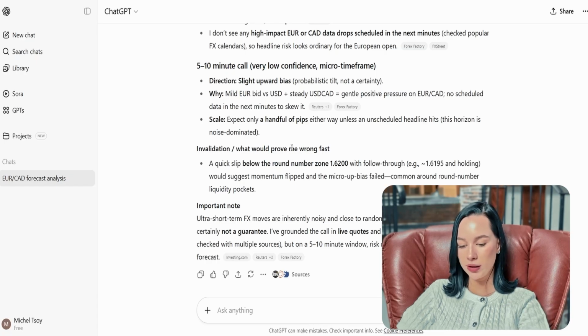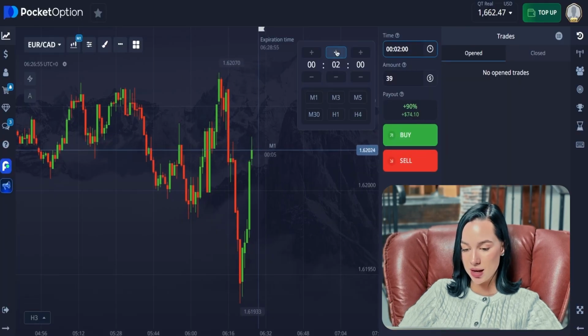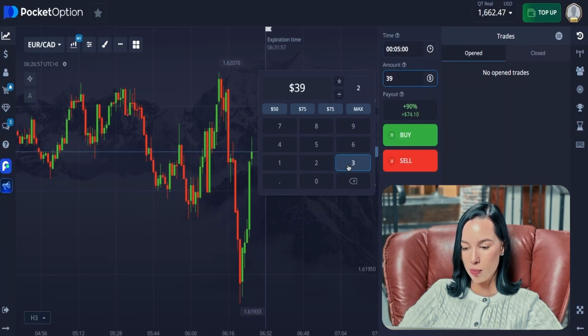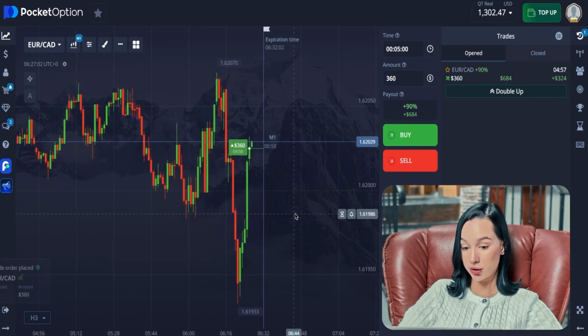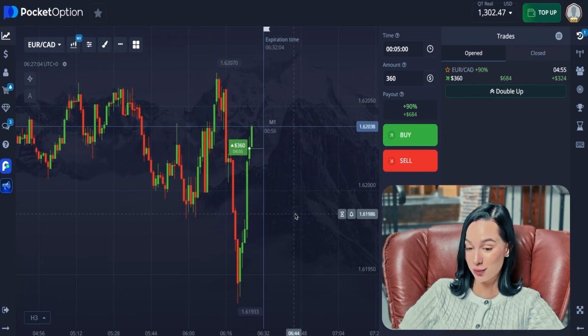Okay, I've rounded the call and left quotes in today's macro context. So we're gonna listen to ChatGPT. I'm gonna put 360 and open a buy trade for 5 minutes. Today we're gonna trade on a bit longer time frame. Okay, that looks pretty nice for now.